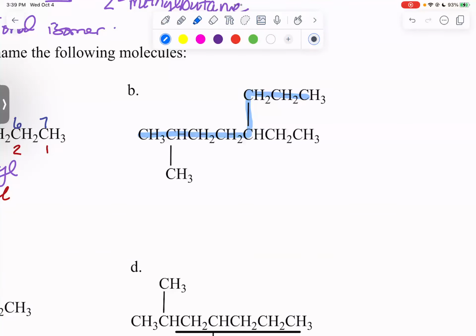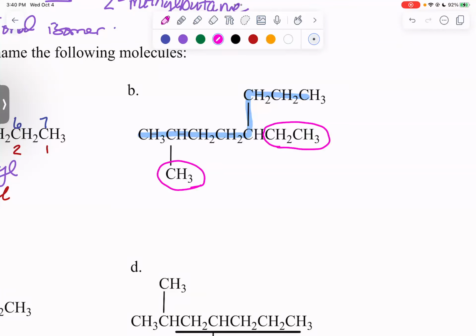So I'm always looking for my longest continuous chain. It doesn't matter how it's shaped, it's always going to be your longest continuous chain. Lots of people just want to go left to right, and whatever's coming off the straight chain is the substituent, but it doesn't always work that way. So be very, very careful when you do this. So this would be a substituent, and this would be a substituent.